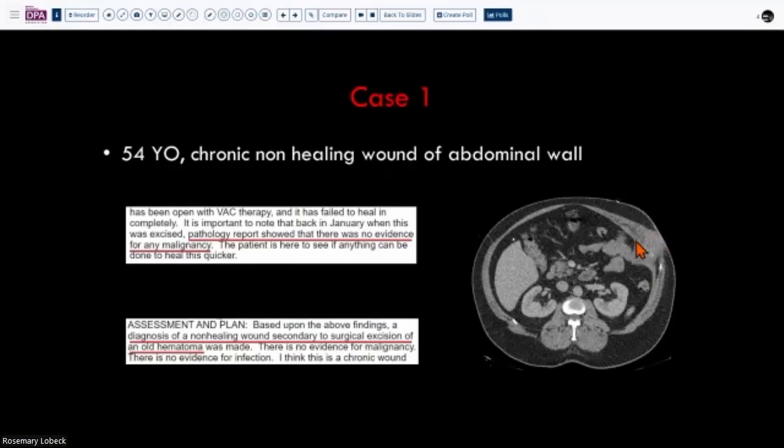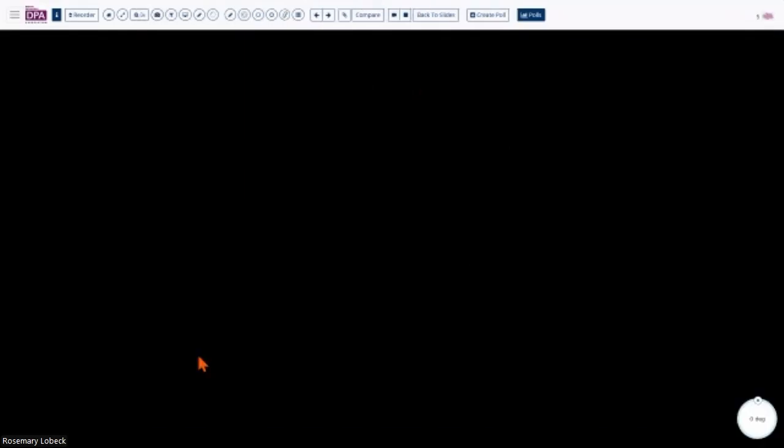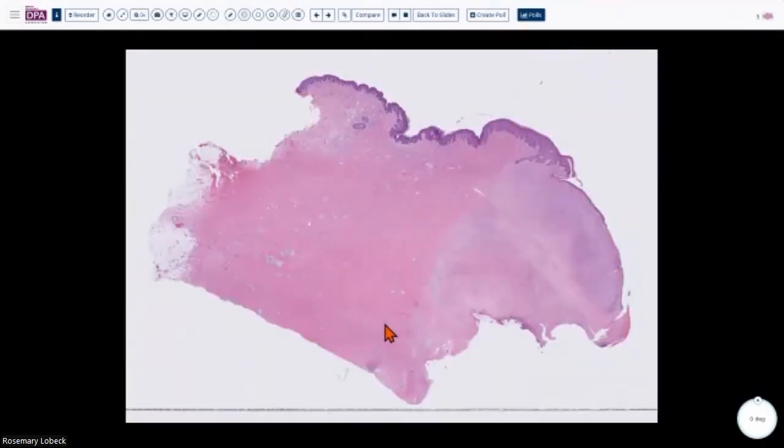Because of the nature of this lesion, the patient goes to a general surgeon. Apparently they had a pathology report before, which was a biopsy, or probably an excision, that showed no evidence of malignancy. So the surgeon says it's a non-healing wound secondary to probably surgical excision of a hematoma, and goes ahead to take it out. This is what we see. You can see in this whole slide image that there is ulcerated skin over here, and then the dermis has this big old collagenous scar.